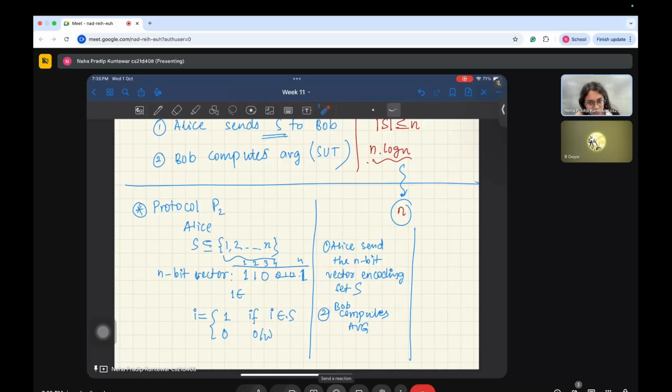This is one-hot encoding, the kind of thing we use in machine learning. So we would be requiring a vector of size n.